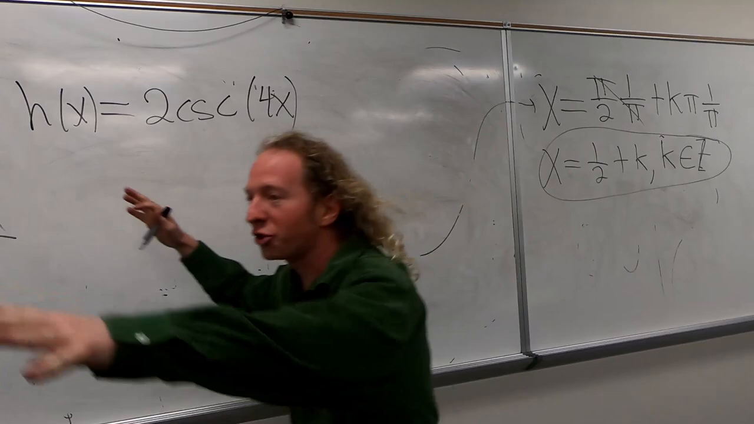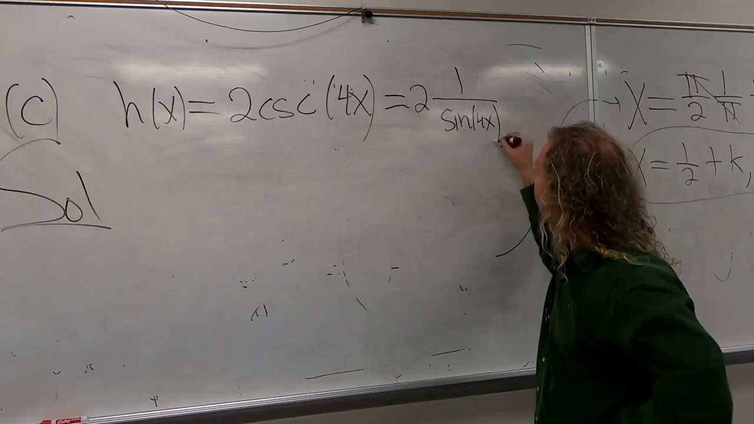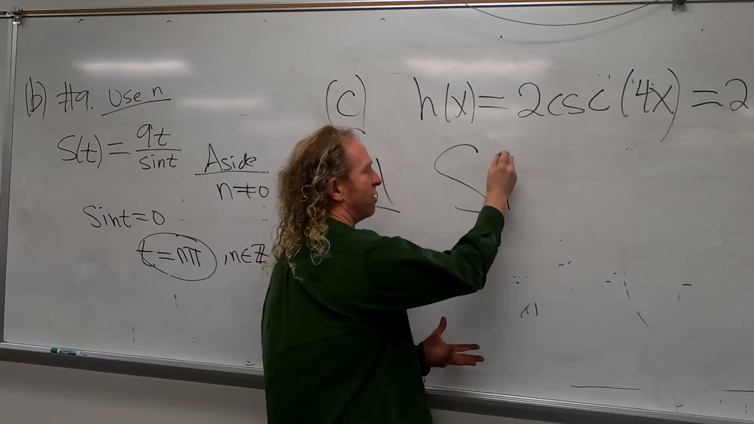So cosecant is 1 over which function? Sine. Good. So you can write it like this if you wanted to: 1 over sine of 4x. So you just think about when is sine 4x equal to 0. So sine 4x equals 0.